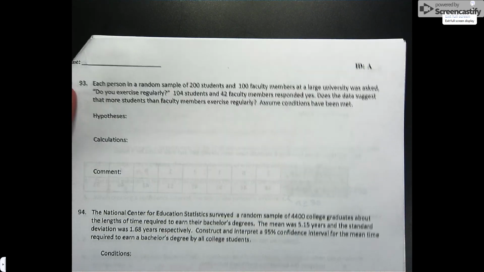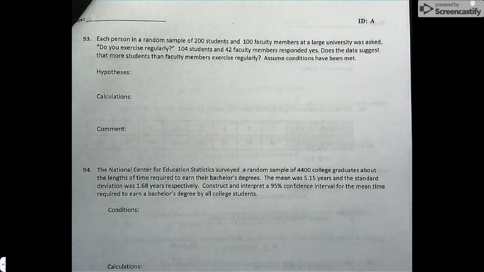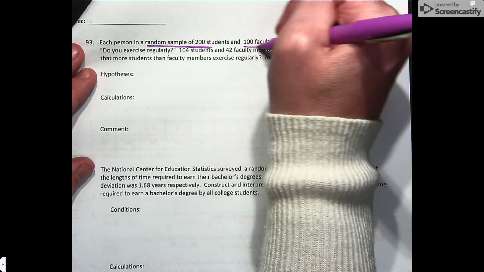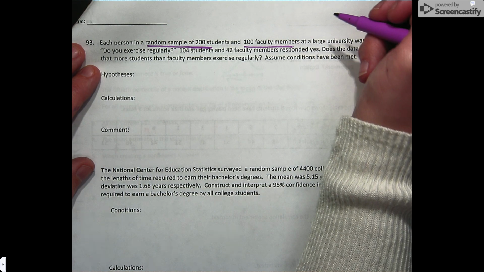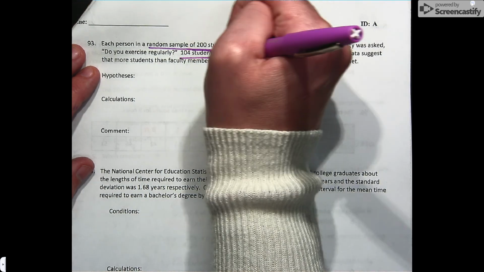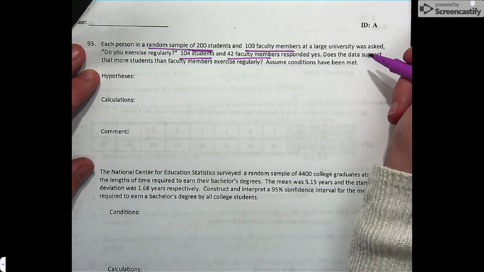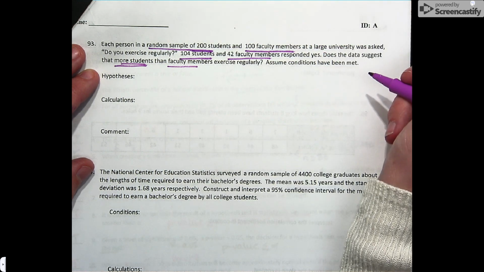Okay, on page 17, number 93, let's at least write the hypotheses because I can get through that, and then we'll finish this up in the next video. Each person in a random sample of 200 students, and 100 faculty members at a large university was asked, do you exercise regularly? 104 students and 42 faculty members responded yes. They want to know, does the data suggest that more students than faculty members exercise regularly?